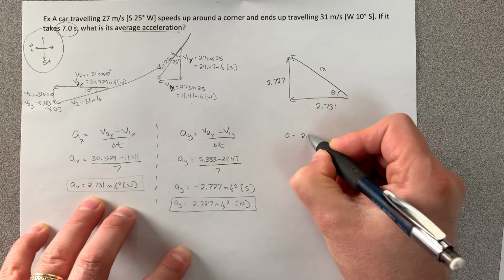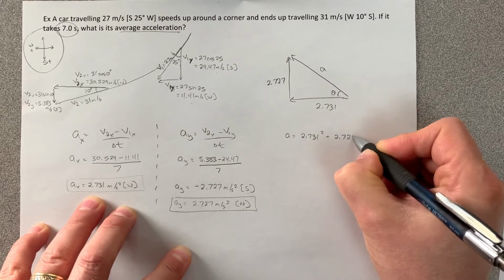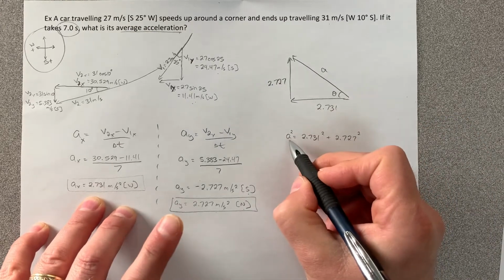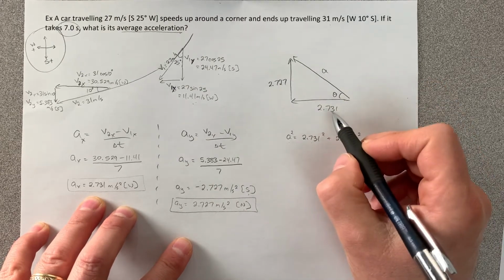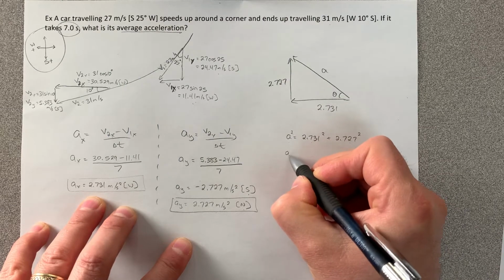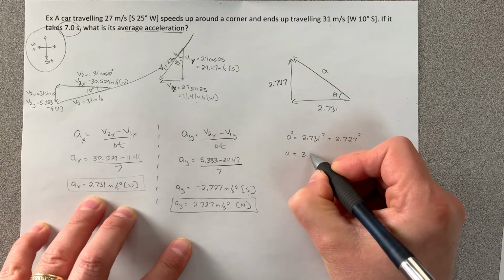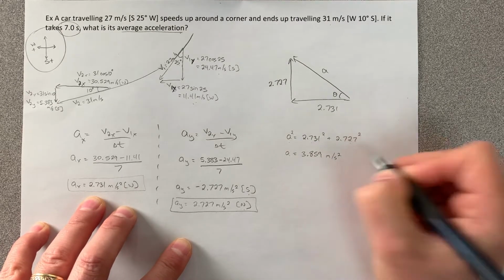Acceleration is 2.731 squared. This is squared, so kind of like c squared is a squared plus b squared, hypotenuse squared is the legs squared, sum of the legs squared. Don't forget we got to square root both sides. So add this up, square root both sides, we're going to get 3.859 meters per second squared.